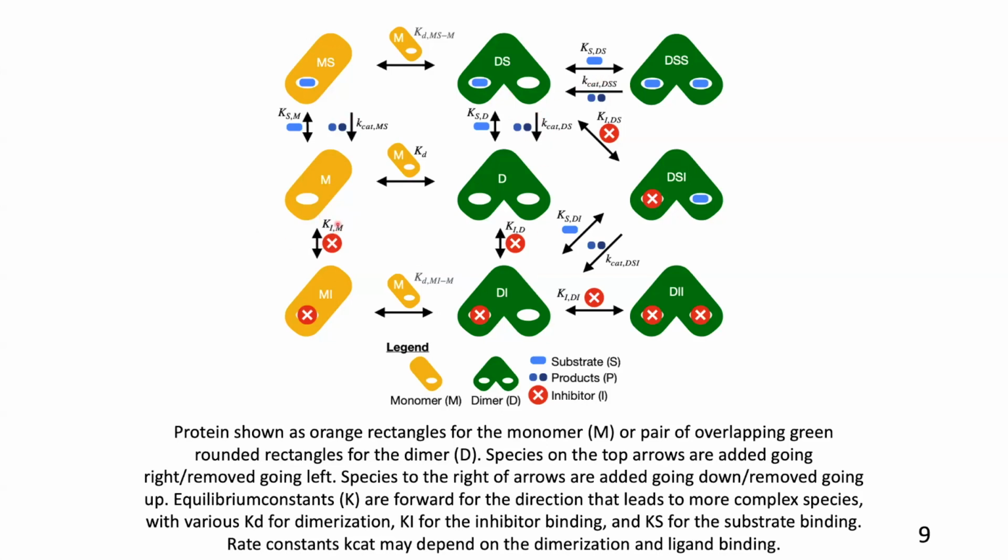And there's also affinities associated with the inhibitor. That's what these symbols with the X are describing, inhibitors. And you can also have mixed complexes where you have a substrate in one of the subunits and an inhibitor in the other subunit.